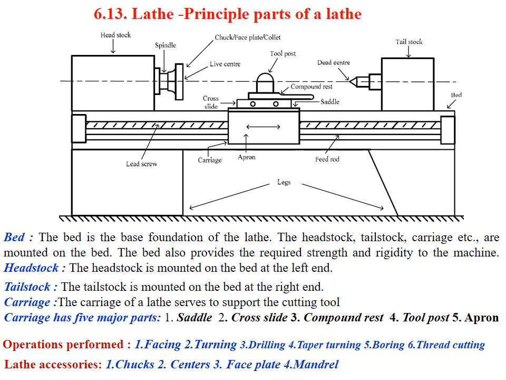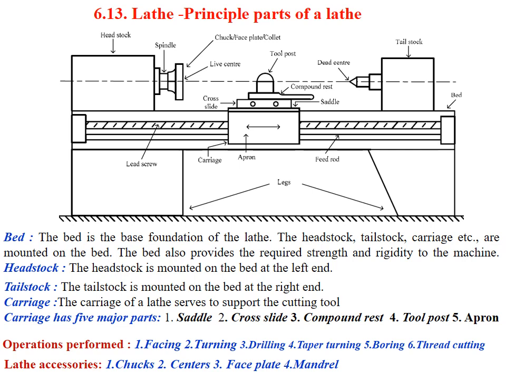Carriage. The carriage of a lathe serves to support the cutting tool. Carriage is having five major parts. One, saddle. Second, cross slide. Three, compound rest. Four, tool post. Five, apron.